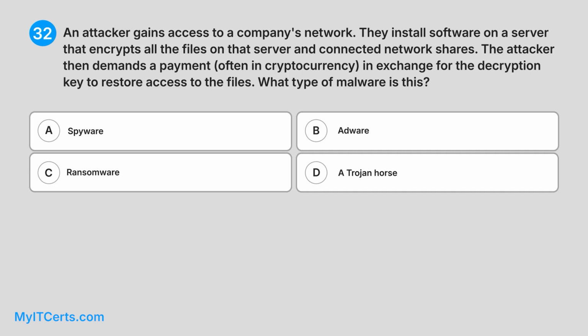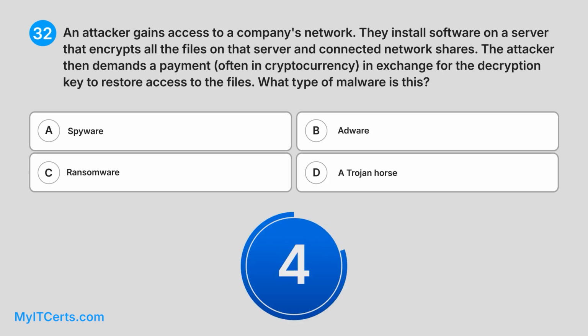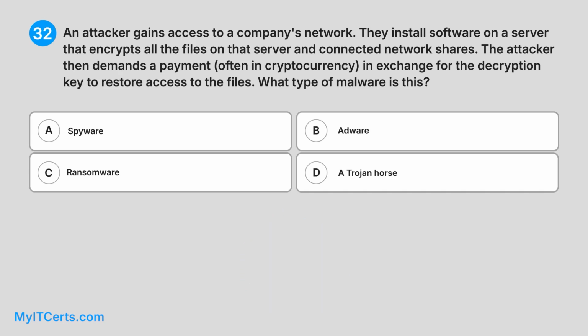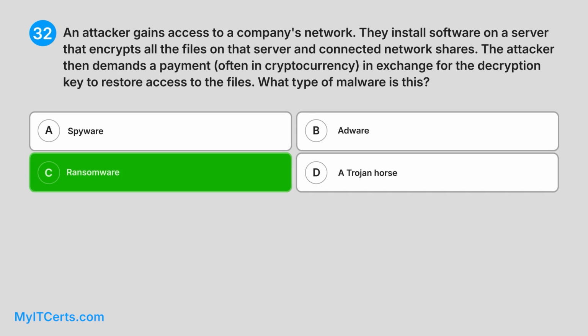A. Spyware. B. Adware. C. Ransomware. D. A Trojan horse. What do you think is the answer? Correct answer: C. Ransomware.